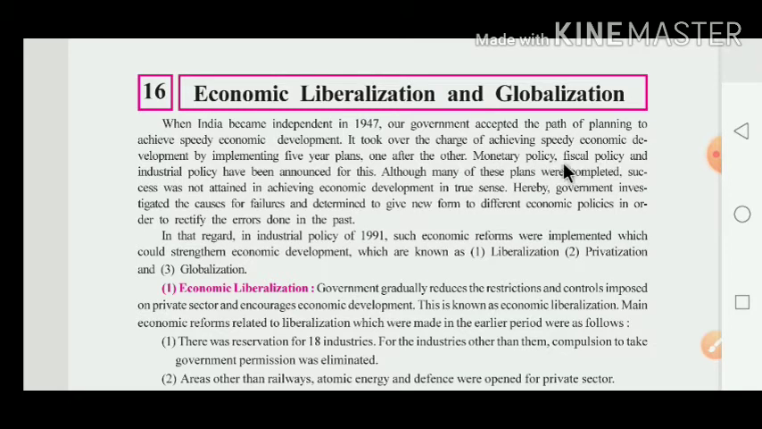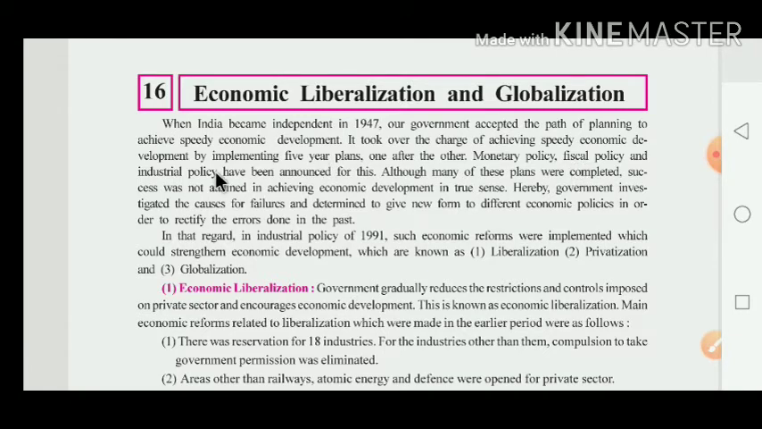Second one is regarding the fiscal policy. It means the Rajkoshiya Niti. Fiscal policy is used by government regarding revenue collection and expenditure to influence a country's economy, government revenue and expenditure to influence macroeconomic development as a result of the Great Depression. It is known as fiscal policy.